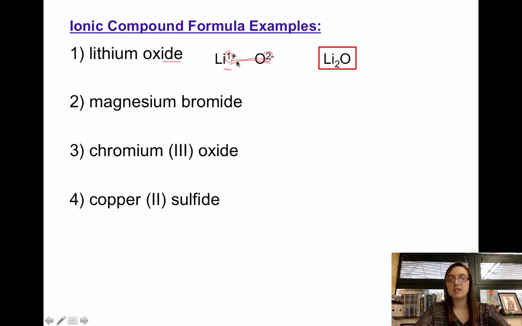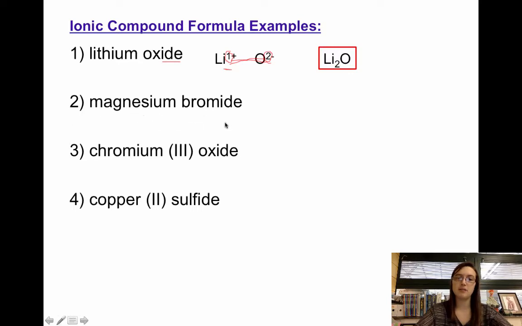And the reason that this crisscross method works, instead of using algebra, we're using this shortcut, is because remember, ionic compounds need to be neutral. And so we need 2 lithiums. That will make this entire lithium part +2, because each lithium is +1. We have 2 of them, so it's +2. Each oxygen is -2. So +2 - 2 equals 0. That's why we use this crisscross method.